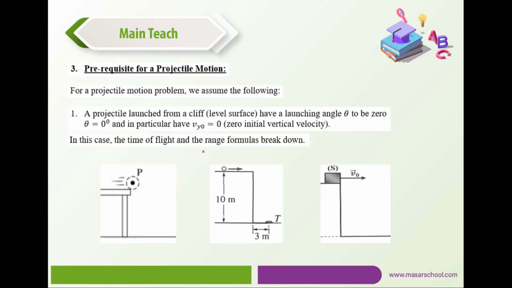And let me also say that in this case, the time of flight and the range formula break down. Why? Because here the trajectory is going to be something like that. Here the trajectory is going to be something like that if it lands at the point T. Here it's going to be something like that. And if you notice carefully, all of these projectiles are non-symmetric projectiles, and the formulas that we have derived for the time of flight and for the range are exclusive to the symmetric projectile.